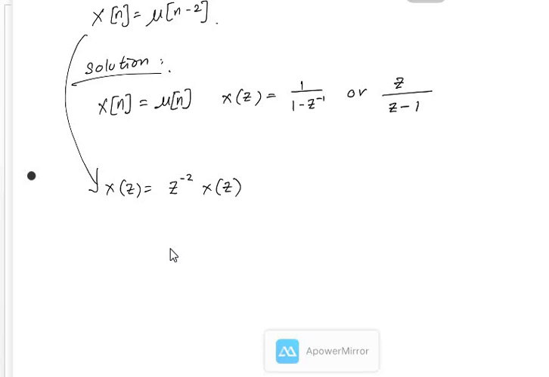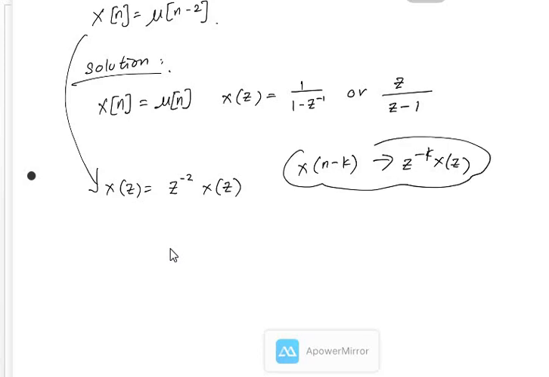Okay, do you know how to get this? This is based on the time shifting property. Time shifting property says that x(n minus k) is z to the power of minus k times X(z). This is the property of the time shifting. So since the question is u(n minus 2), you compare with n minus k, so you will get z to the power of minus k. Your question is minus 2, so you will get z to the power of minus 2 times X(z).